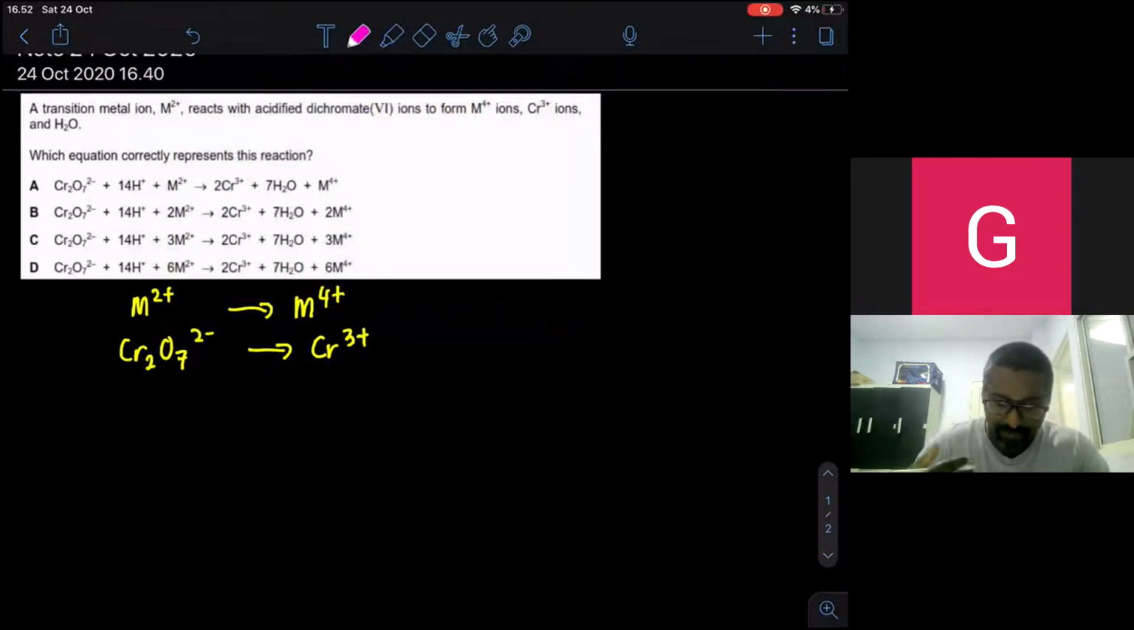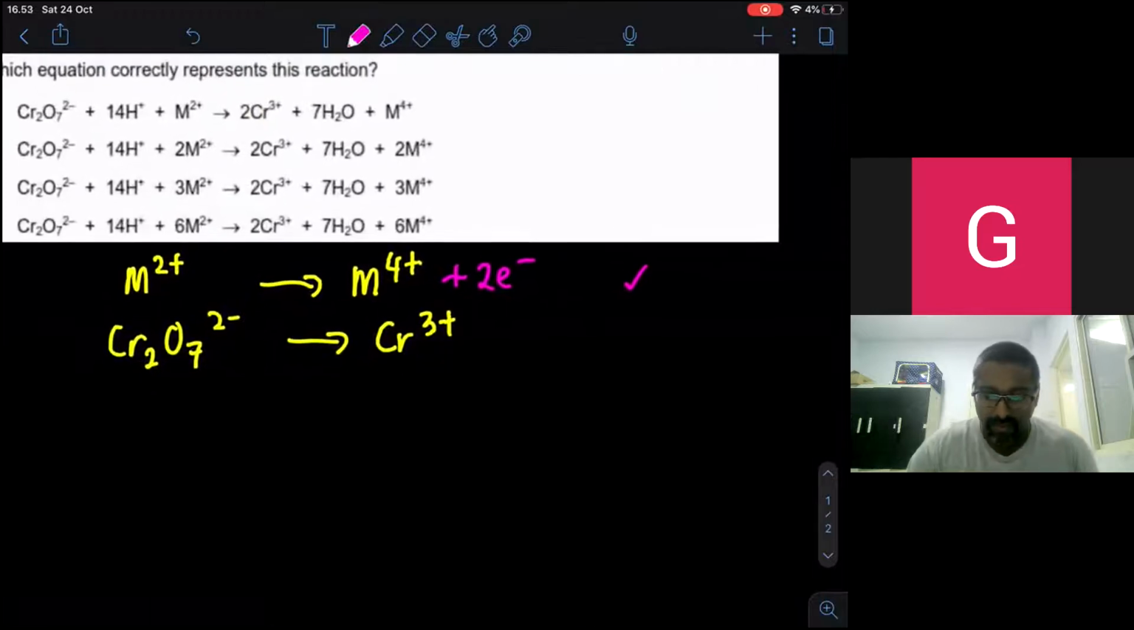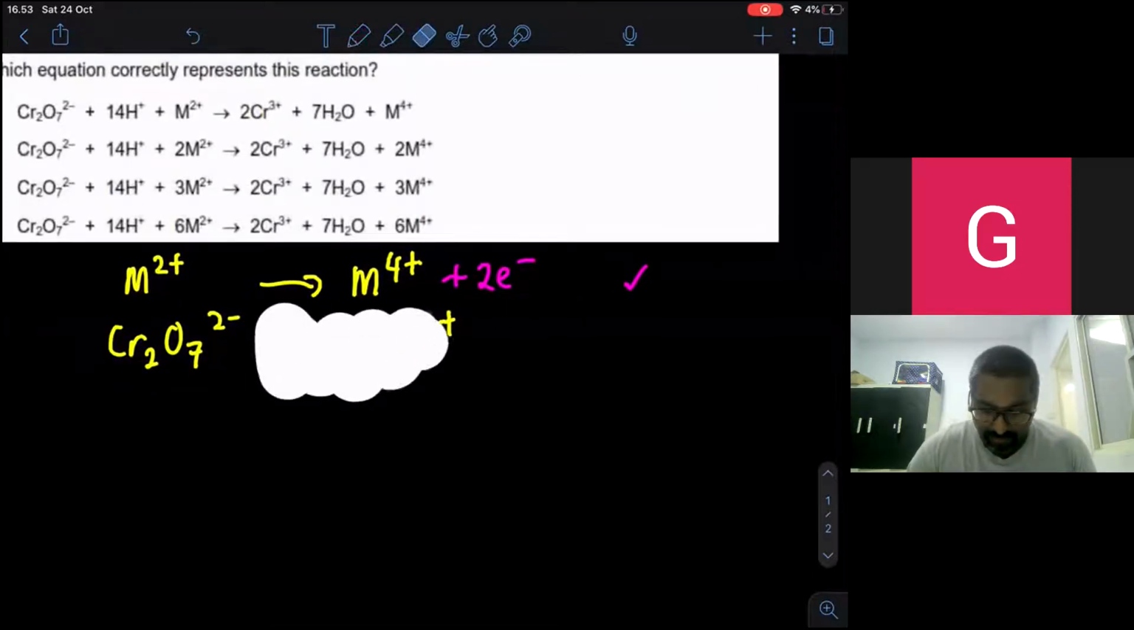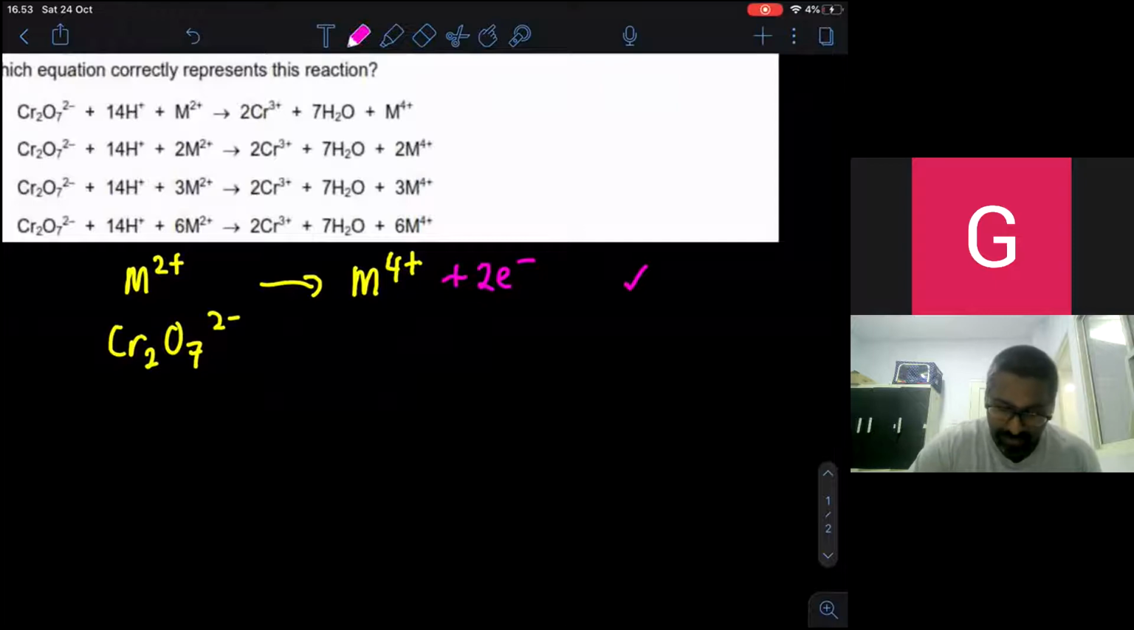When you have M2+ to become M4+, what we need to do is M2+ has lost 2 electrons to give you M4+. So lost electrons, we bring it to the right hand side, it's going to be 2 electrons over there. So M2+ has lost 2 electrons. So the first half equation is done. Now we will focus on the second half equation, which requires some process. So I will write it here a bit.